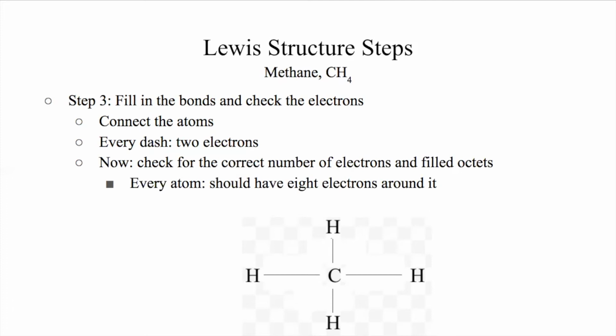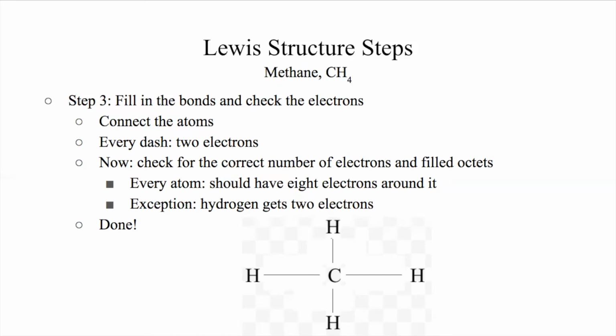Remember that every atom in a stable molecule should have 8 electrons surrounding it. There are some exceptions to this rule. For example, hydrogen only gets 2 electrons to be satisfied, but we'll get into that with some later examples. 2 plus 2 plus 2 plus 2 is 8, our original valence electron total, so we're good there. Carbon has 8 electrons around it, 2, 2, 2, and 2, so it's stable. Each hydrogen atom has 2, so they're stable too.